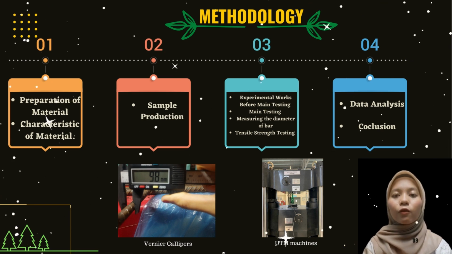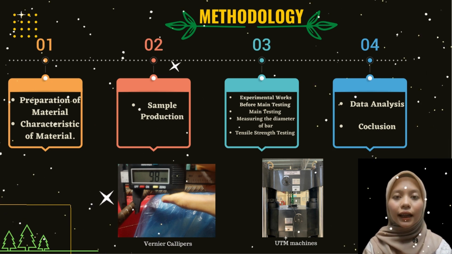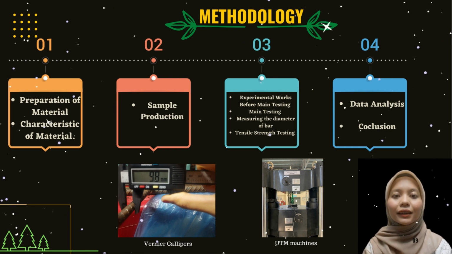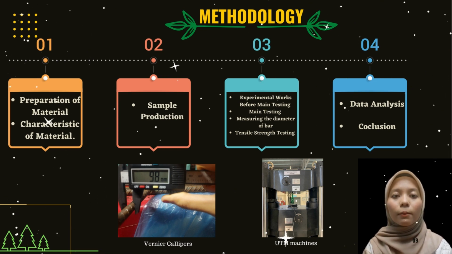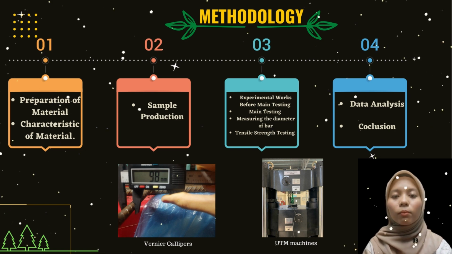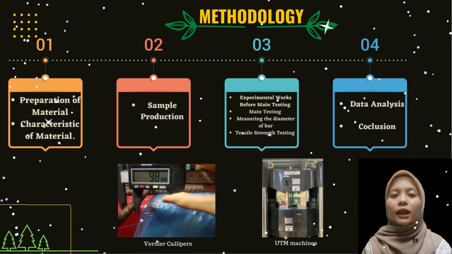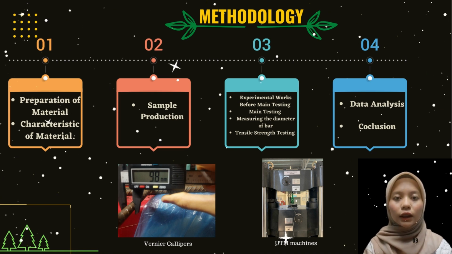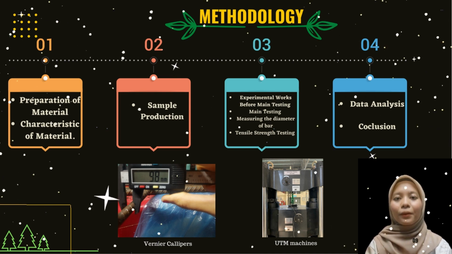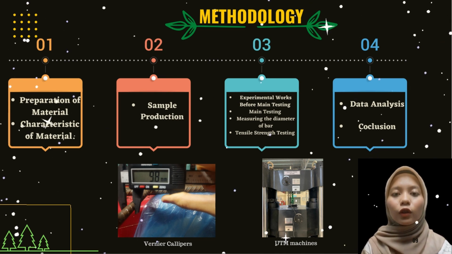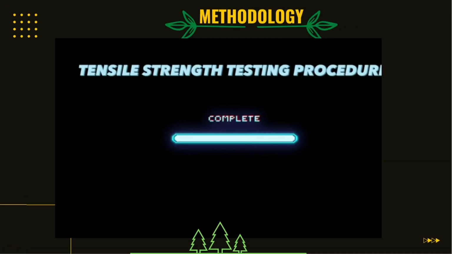Lastly, for phase 4, which is data analysis, we conclude the results of the diameter and tensile strength tests of the bar by using tables, and we make a graph to see the comparison between the immersed bar and the control sample. In the next slide, all panel can see the video of the tensile strength testing procedure.